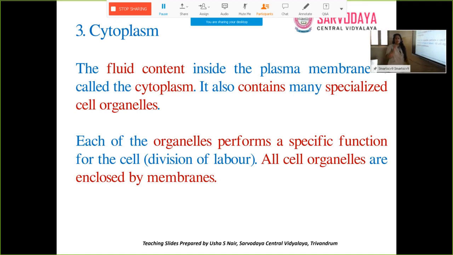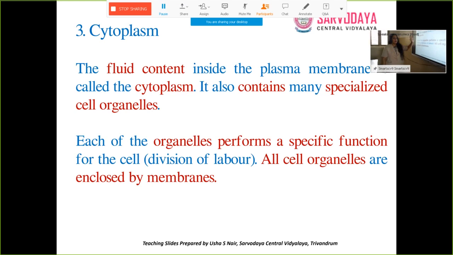Okay, the division of labor, which I said, I've given an example in the case of humans: the stomach has its own role in the digestion process, the heart pumps blood. We can only remember through examples. So each cell has its own functions, and each of the organelles performs a specific function for the cell. All these cell organelles are enclosed by membranes.